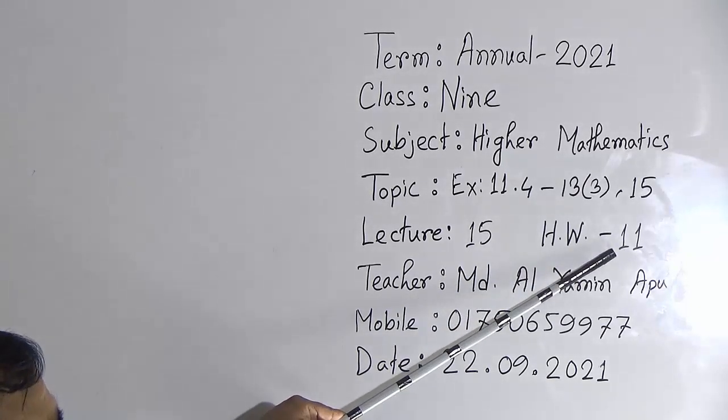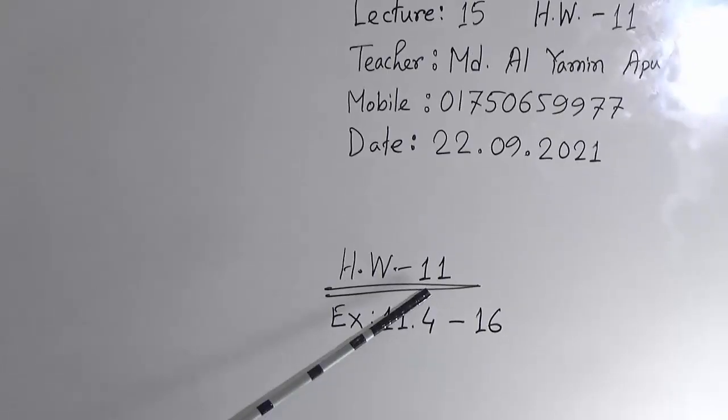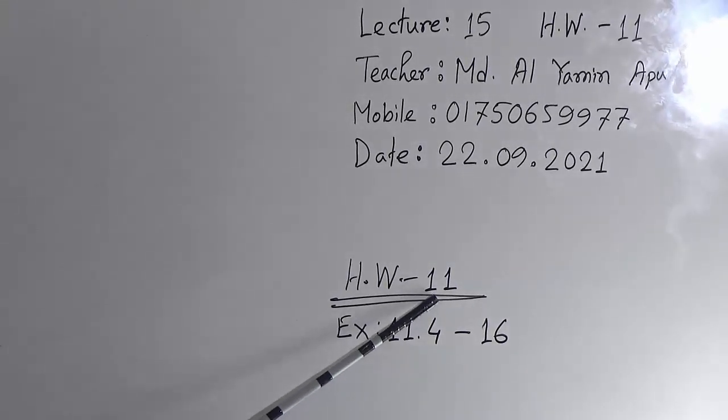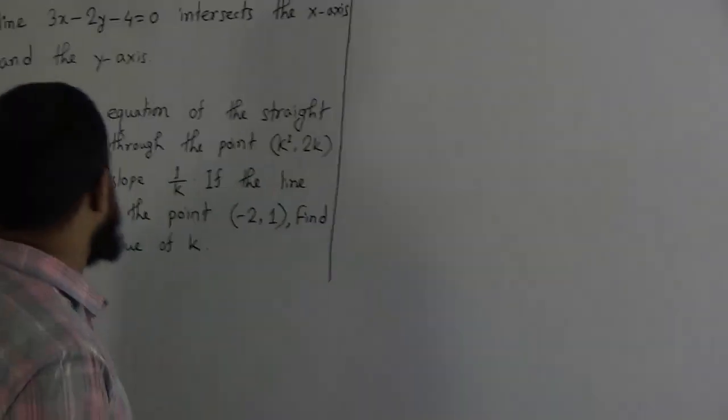Your homework number is 11. My dear students, your homework is this one. Please mention the HW number in the left top corner of your HW copy. And your HW is question number 16 in exercise 11.4. Please do it in your HW copy. Okay, now look at the board and let's start our class.